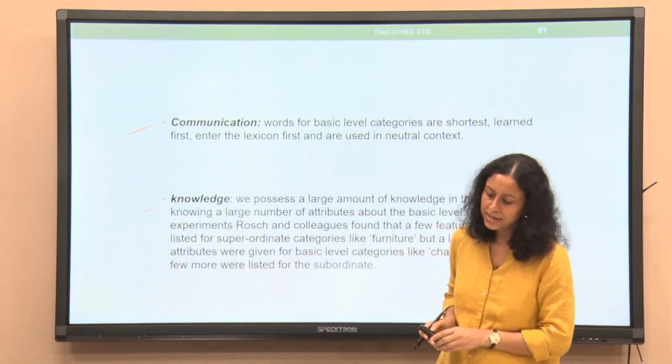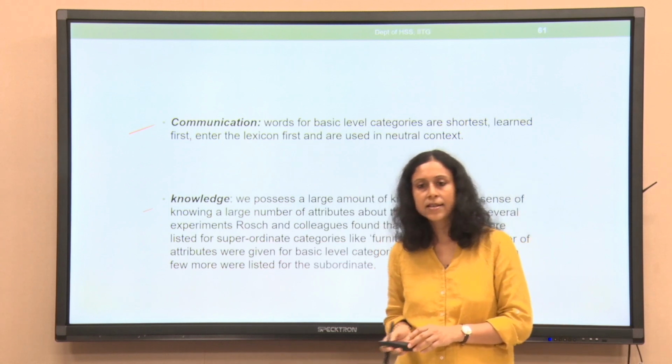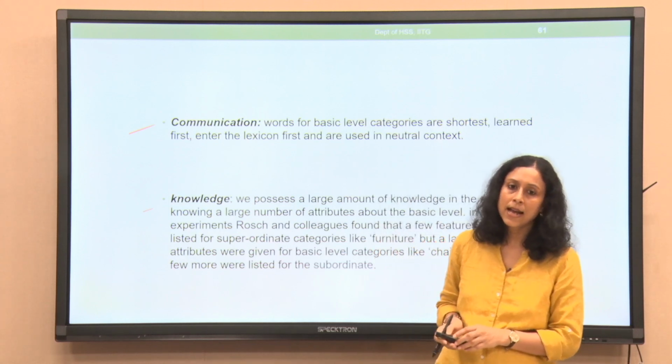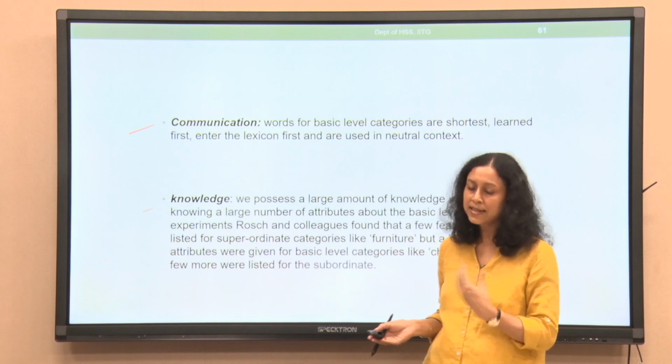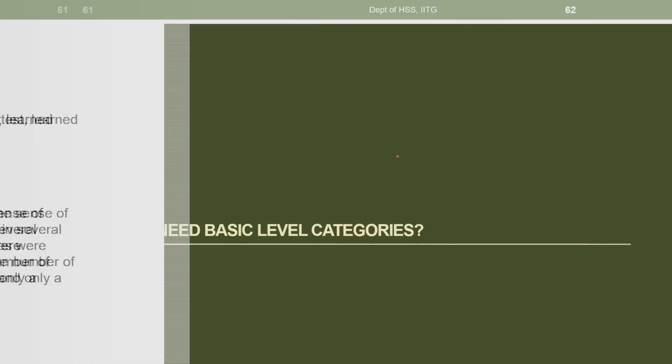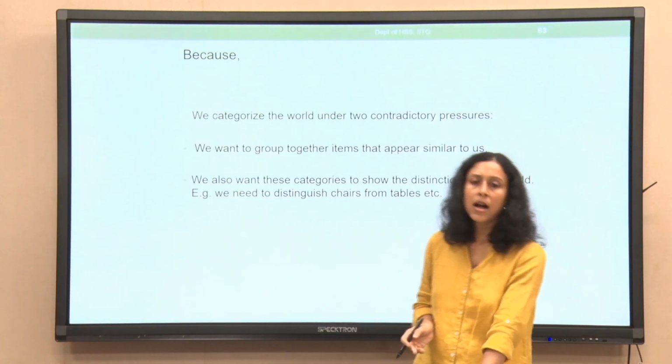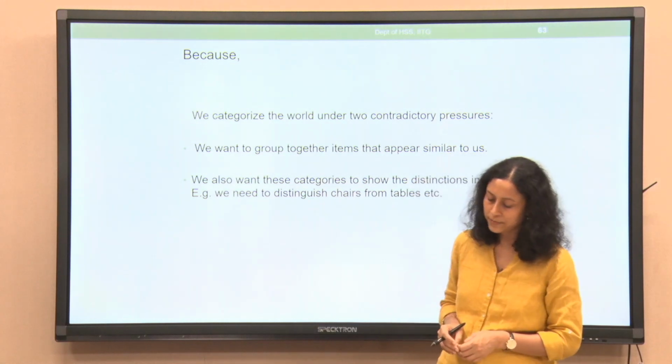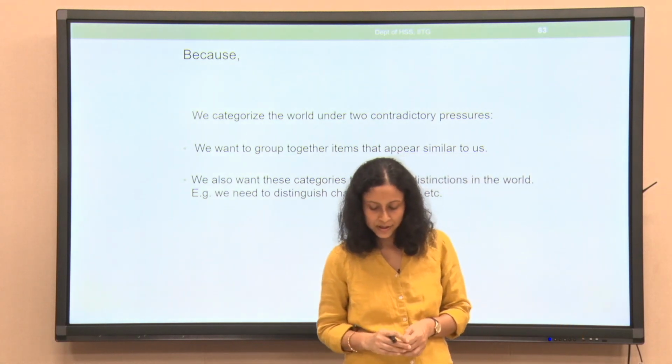Similarly, communication: the basic level categories are usually the shortest and learned first and enter the lexicon first also, and are also used in a neutral context. Knowledge, again in terms of knowledge, we possess a large amount of knowledge about the base level as opposed to the higher and the lower levels of the categorization.